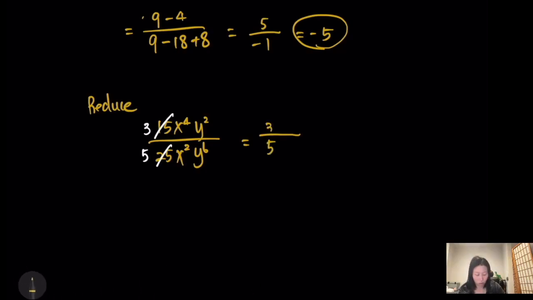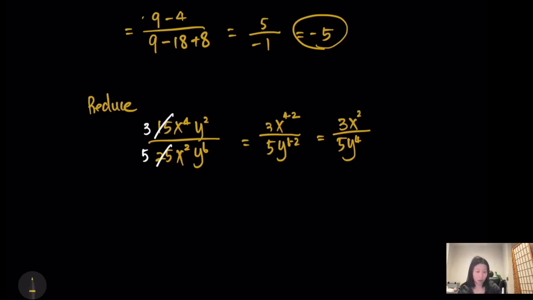Now, for the variables, I have a 4 and 2. When you reduce it, you look at the highest one. I will have x, 4 minus 2. However, for the y, in the denominator, you have y to the 6th power. In the numerator, you have y squared. So that means your y is going to use the bottom, subtract the top. So when you reduce it, you will have 3x squared over 5 times y to the 4th.